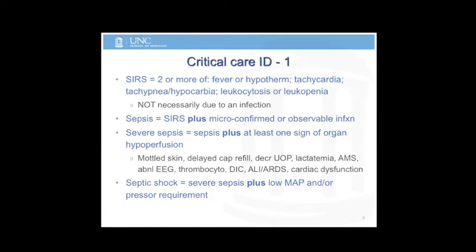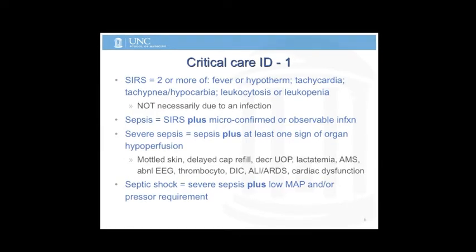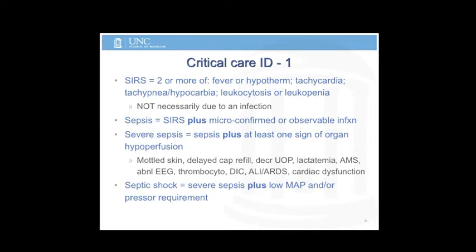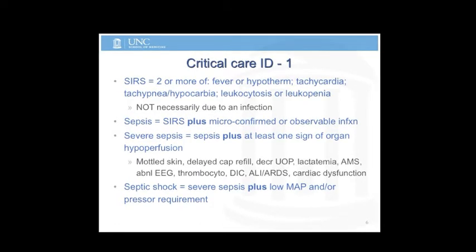Sepsis is the presence of SIRS plus a microbiologically confirmed or an observable infection. So if somebody comes in with a necrotic foot that smells like gangrene and there's pus draining out of it and they're shocky, then they probably have sepsis. Severe sepsis, you have to have some sign of organ hypoperfusion going on, and then septic shock is a pressor requirement. Okay.